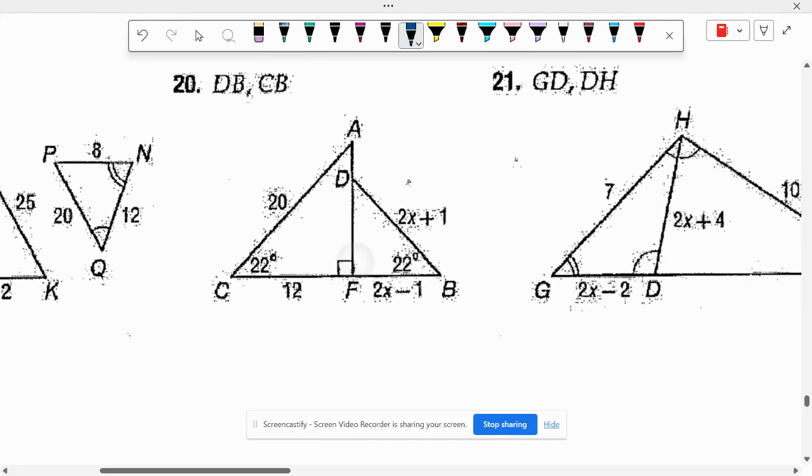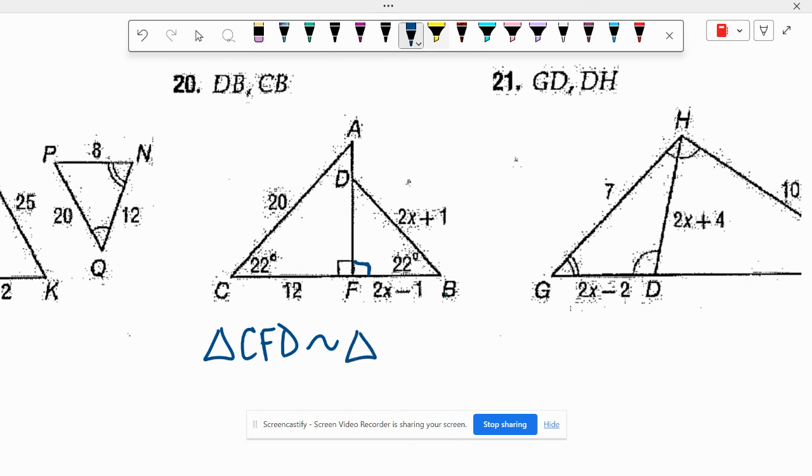So I have 2 right angles and then 2 outside angles. So the way that you want to think about these: triangle CFD, I went from the 22 to the 90 to the unmarked angle, is similar to, I have to do it the same exact way, triangle BFD, or sorry, this is CF. This is an A. CFA is similar to triangle BFD. All right, so let's set up some proportions.